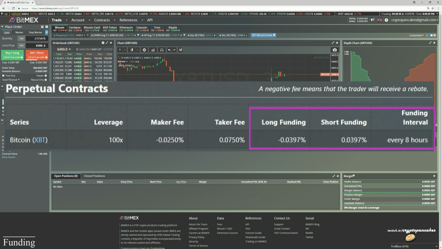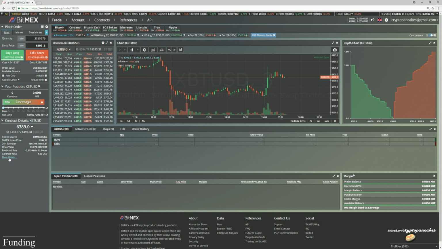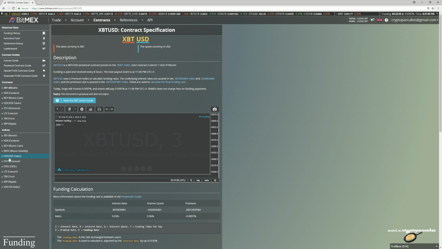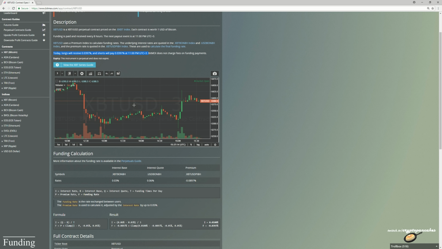The funding fee on Bitmex has to be paid every 8 hours. You will pay or receive the funding only if you have open position at the time this is up. If we would click on the more details, we would see that longs will receive 0.0397% and shorts will pay that amount. So, in this funding period, shorts pay longs.